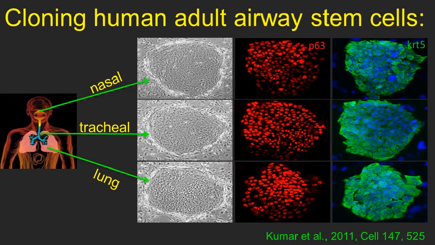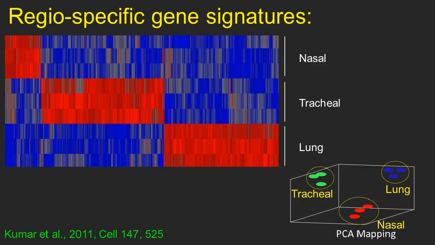We've used this same system, akin to Howard Green's system for cloning stem cells along the airways, and it's a very similar story. Different regions of the airways have what look like similar cells. They're all P63 positive, they're all keratin 5 positive, and they look alike in culture. And yet they have different gene expression profiles.